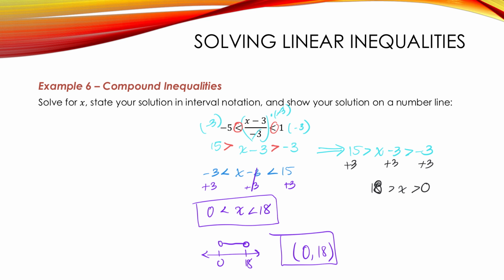So it's saying x is between 0 and 18, because if we flip this one around, it'll be 0 is less than x is less than 18. So it's the same thing.